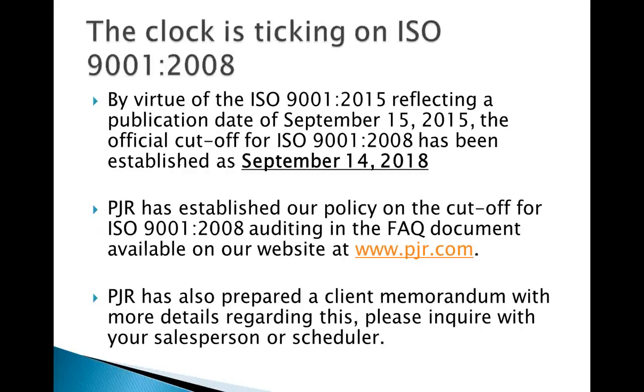The clock is indeed ticking on ISO 9001-2008. By virtue of that publication date, September 15th, 2015, the official cutoff for 9001-2008 has been established as September 14th, 2018. Now, PJR, for our part, we have established our own cutoff on 9001-2008 auditing. That's outlined to an extent in the FAQ document available on our website. We've also prepared a more detailed client memorandum with some details on how we're going to handle the transition process. If you'd like a copy of that memorandum, please inquire with your salesperson or scheduler.